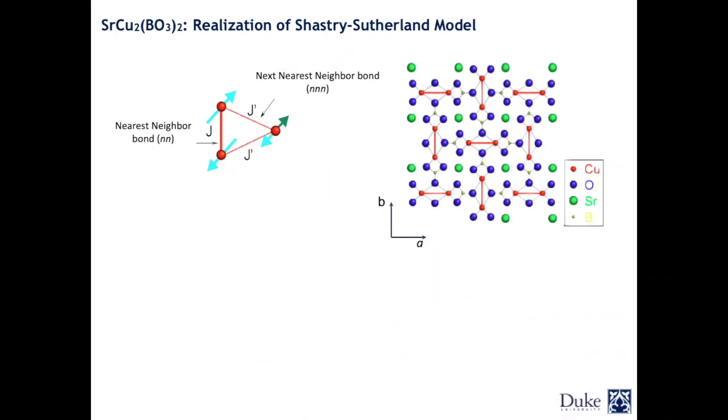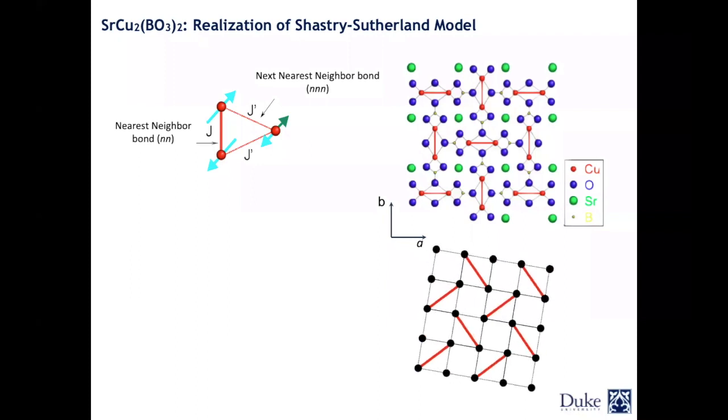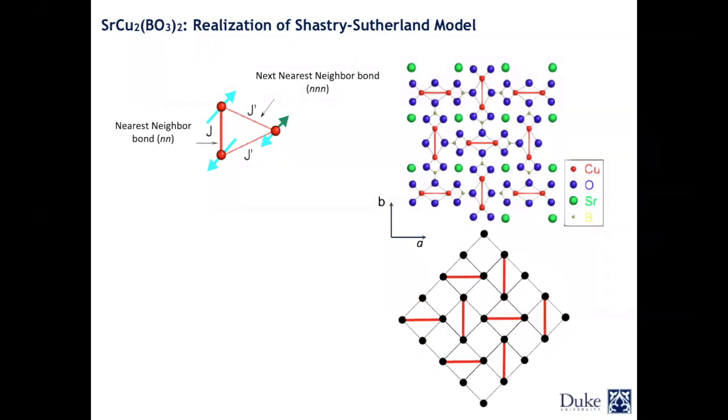So the system I'm going to talk about is strontium copper borate. Copper 2+ carrying spin 1/2 is responsible for magnetization in this compound. What you are seeing here is coppers in red, and they form these orthogonal dimers. J is the nearest neighbor interaction, J prime is the next nearest neighbor interaction. Topologically, we can map this into a Shastri-Sutherland system, because if you look at the Shastri-Sutherland model and rotate it, you can start to see these orthogonal dimers.